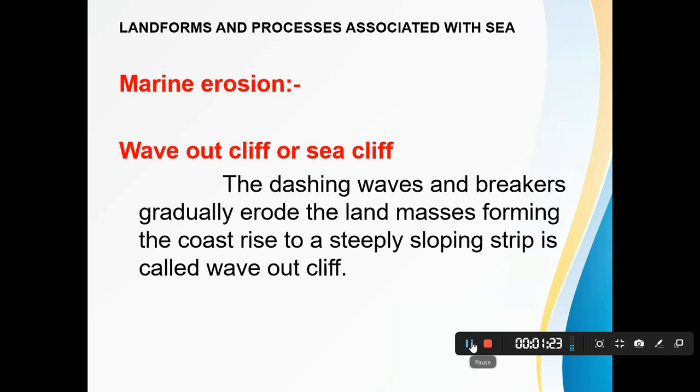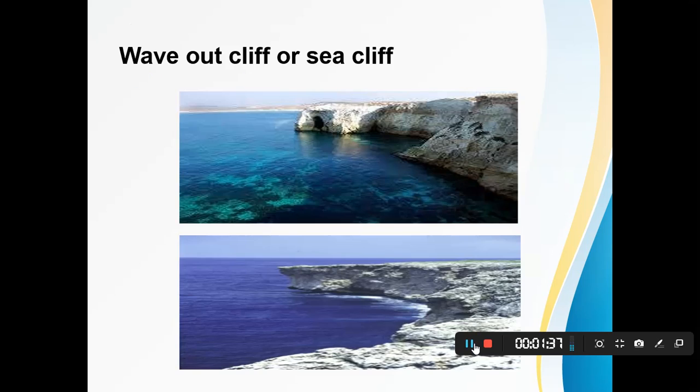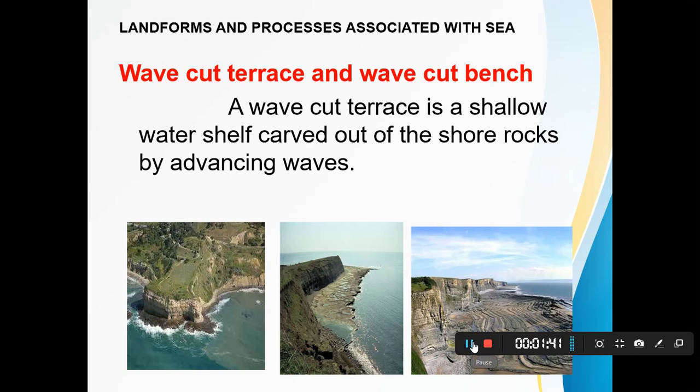Wave cut cliff or sea cliff. The dashing waves and breakers gradually erode the land masses, forming a coast rise to a steeply sloping strip called wave cut cliff. Wave cut terrace and wave cut bench. A wave cut terrace is a shallow water shelf carved out of the shore rocks by advancing waves.